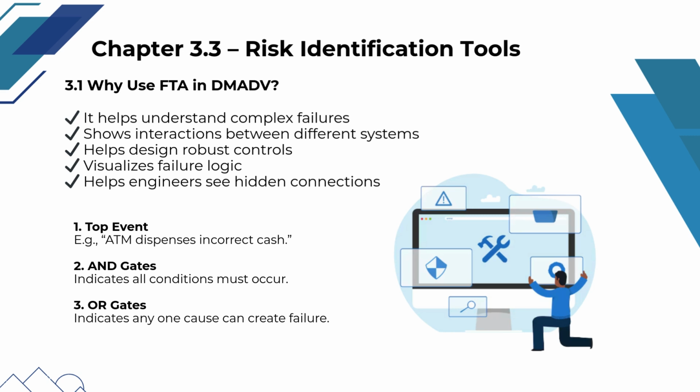AND gates indicate situations where all conditions must occur for the failure to happen, while OR gates show that any one of several causes can trigger the failure. By laying out the failure logic clearly, FTA enables engineers and designers to anticipate potential problems, prioritize risks, and build more reliable and error-proof processes during the DMADV design phase.